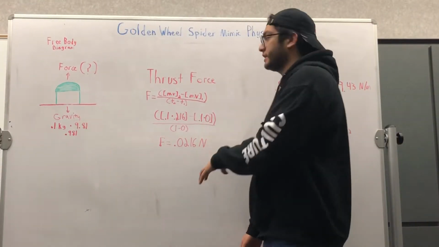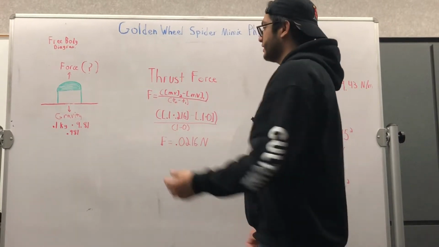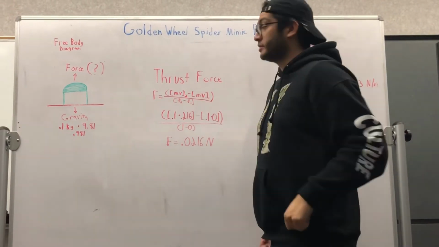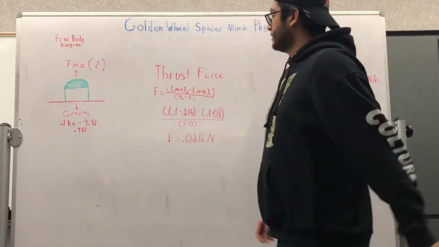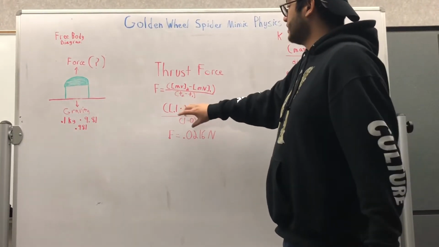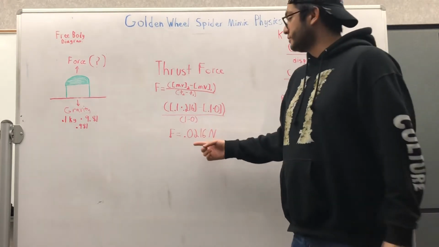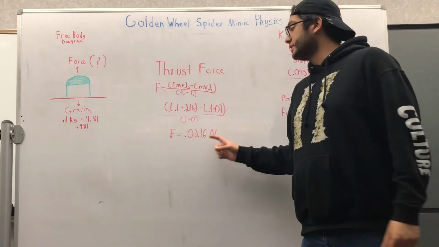Alright, so now that I have everything, I can look for my thrust force. So I'll be looking at both the final minus the initial of both my mass and my velocity versus my time. So I plugged in everything to find out that my final force would equal 0.0216 newtons.